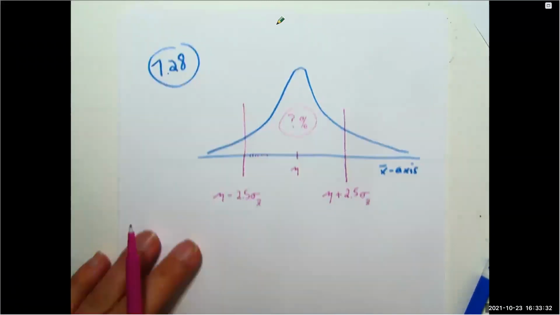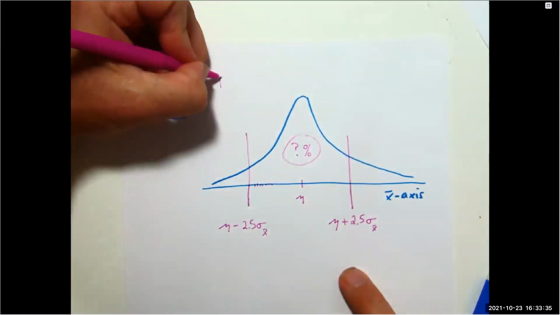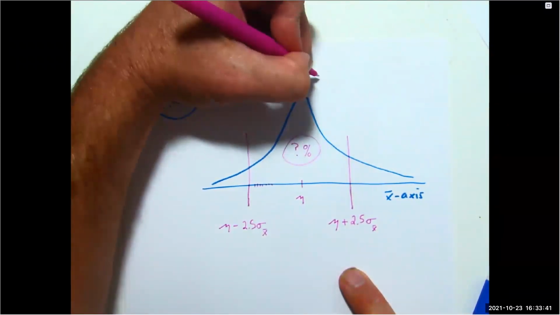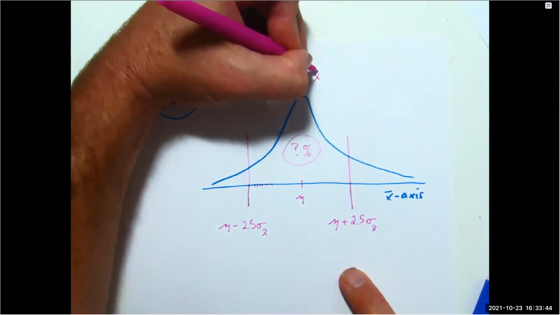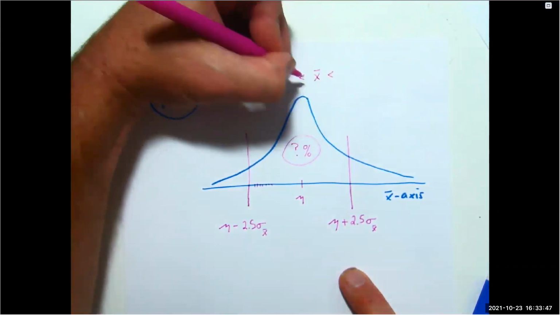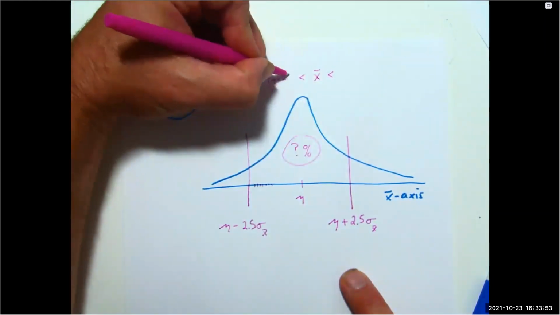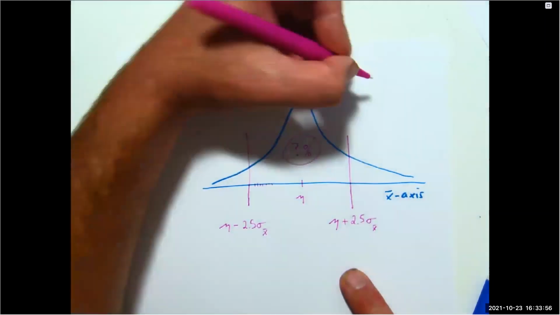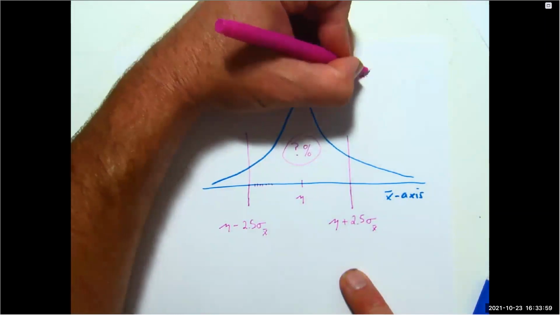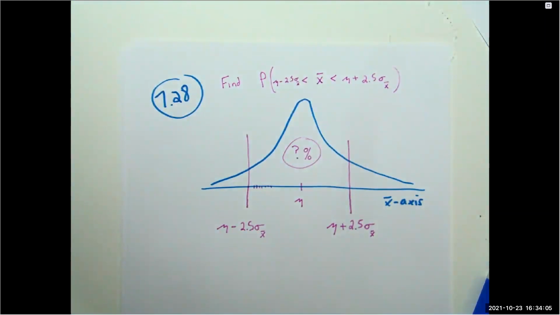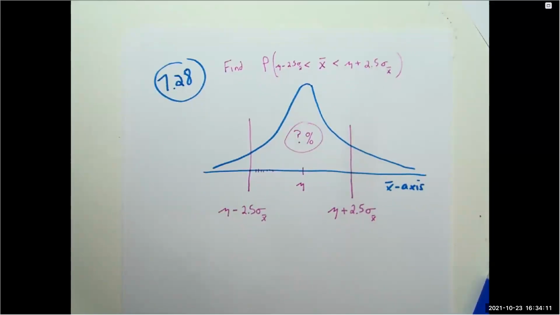So they want us to, in symbolics, do this. Find the probability. This is a nasty looking symbolic statement here, but find the probability that x bar is between these 2 boundaries here, mu minus 2.5 sigma sub x bar and mu plus 2.5 sigma sub x bar. All right, so we don't even know what the values of mu and sigma are. So how can we do this problem? Well, the way to do it is use z-scores. Okay, this is how we do it.